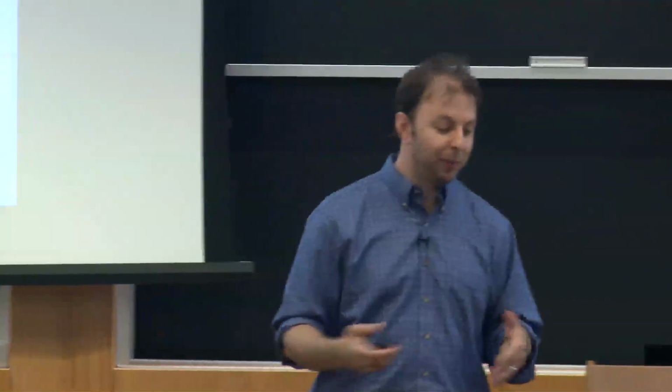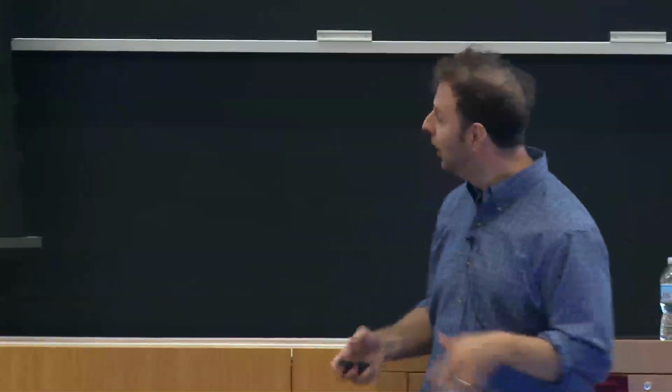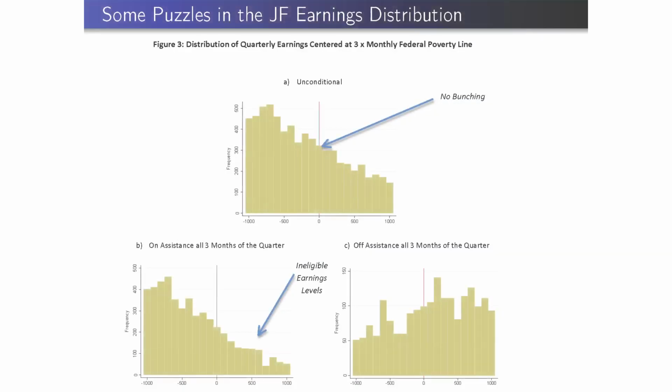And the answer is going to be, I'm going to have to use some economics and actually place some restrictions on this thing, so there's a real model here. But before I do that, let me just show you some features of the data that suggest what needs to go into that model. So one thing, this is now using the better measure of AU size. One thing that any differentiable model is going to predict is that the earnings distribution ought to exhibit bunching in the neighborhood of the federal poverty line. And we don't see any bunching here. We also don't see any bunching even if I condition on being on assistance all 3 months of the quarter.